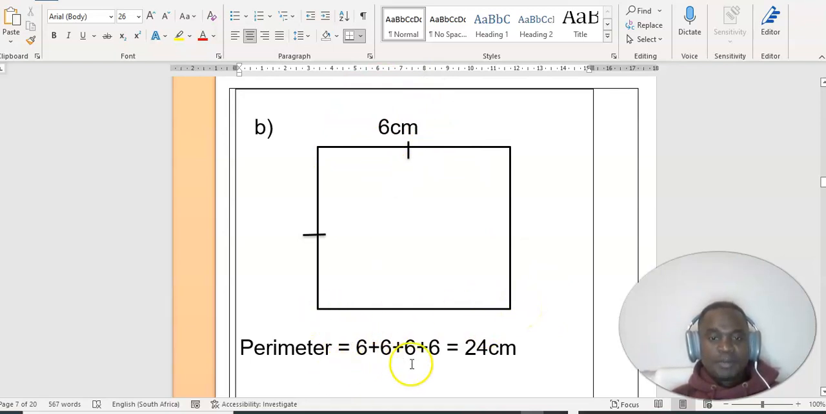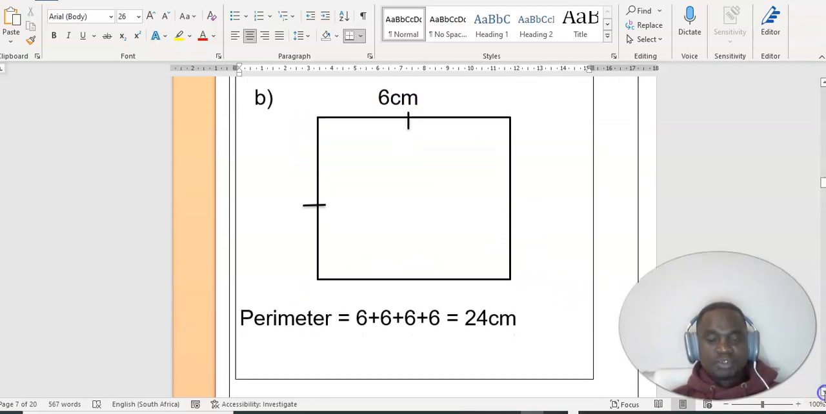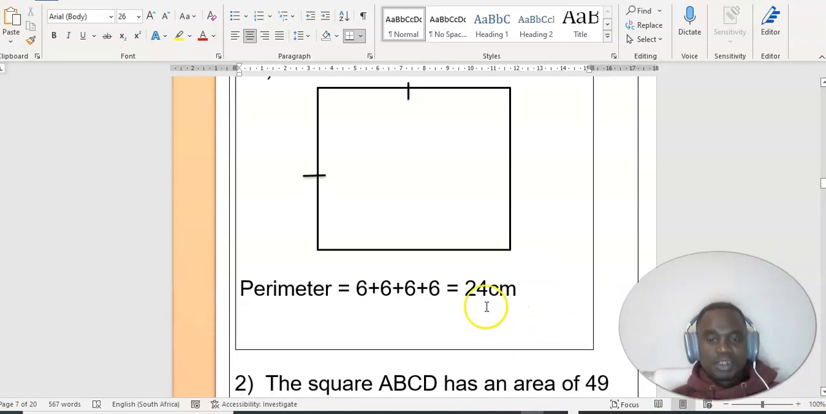So the perimeter is the distance around the square. So it's going to be 6 plus 6 plus 6 plus 6. And that gives us 24 centimeters.